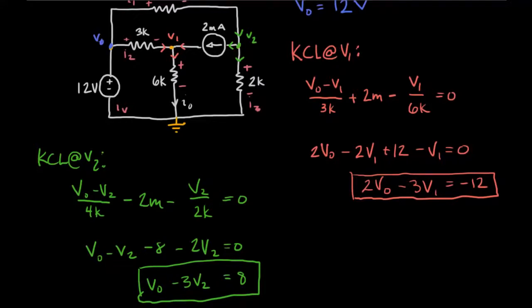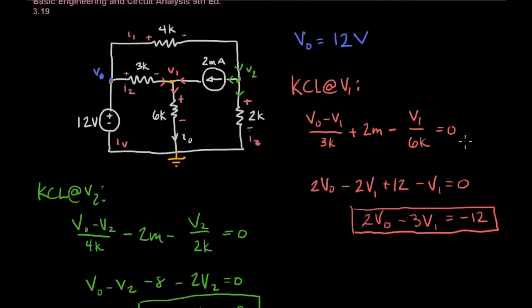Okay, and now we are able to take these equations and solve them. And there are a couple ways that we could solve them. First of all, these equations can be solved independently of one another because in this equation we know V0 and we only don't know V1, so we can solve for that.